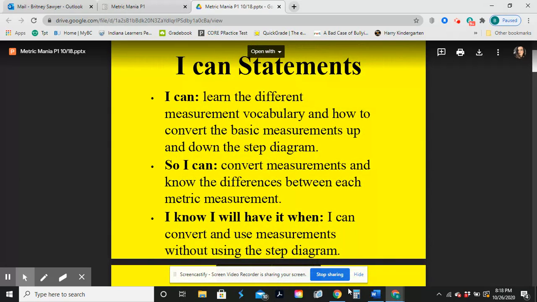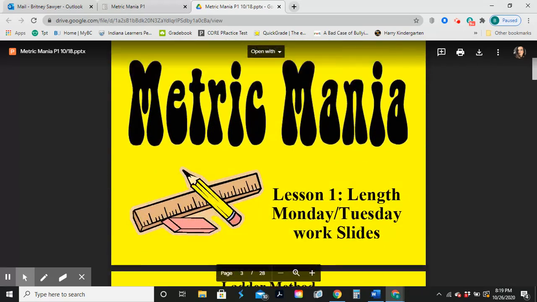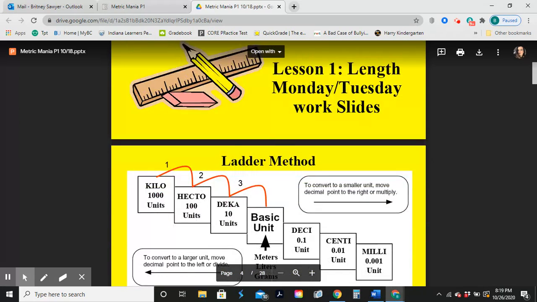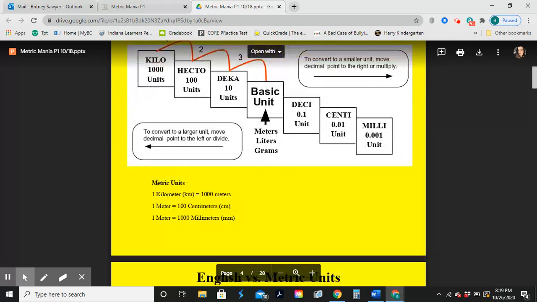Our I can statements. I can learn different measurement vocabulary and how to convert basic measurements up and down the step diagram. So I can convert measurements and know the differences between each metric measurement. I know I will have it when I can convert and use measurements without using the step diagram. Lesson 1, which we have already gone through, is Monday and Tuesday's assignments.